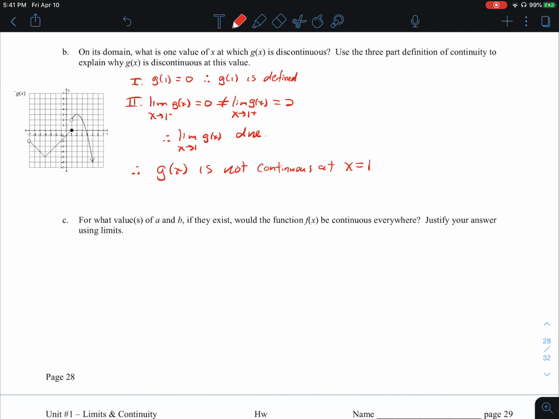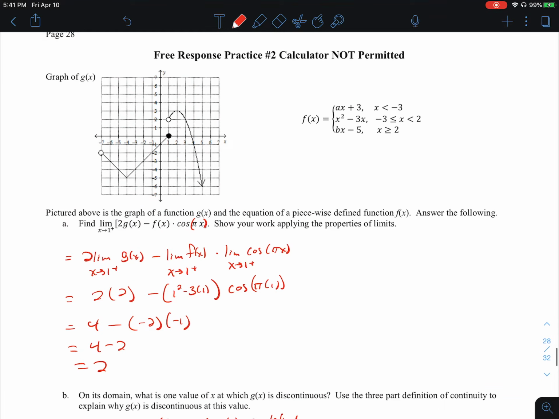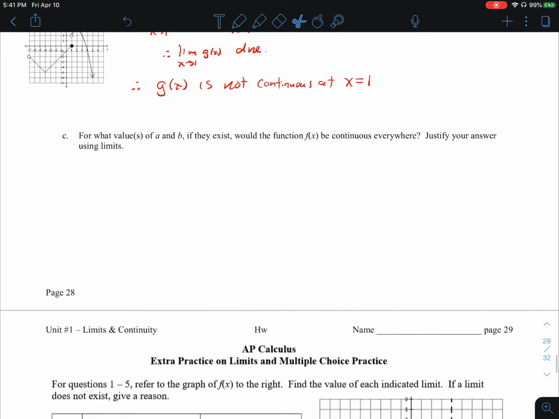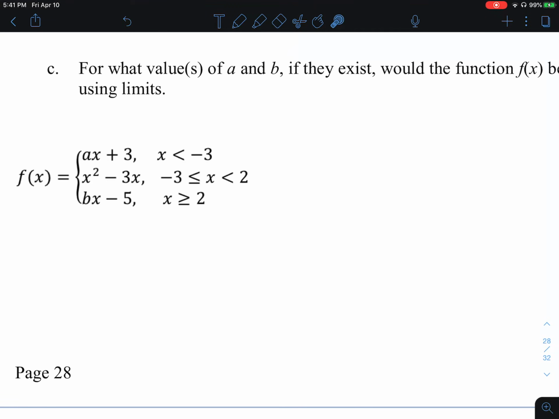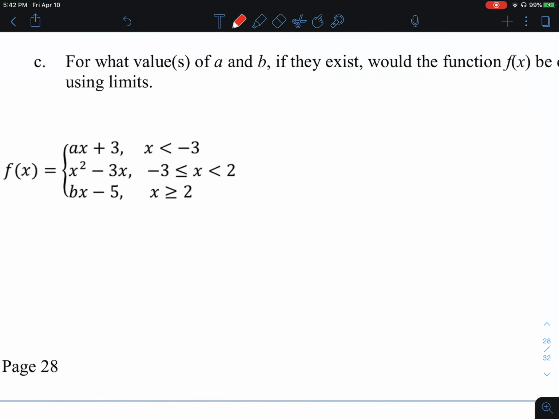Part C. For what values of a and b, if they exist, would the function f be continuous everywhere? Let me bring this function down once again so I can see it. All right, so first of all, is this part of the function continuous? Yes, it's linear. Is this part continuous? Yes, it's a quadratic. Is this part continuous? Yes, it's linear. The only places this could be discontinuous is if when this ends at -3, it doesn't line up to where this starts at -3. And when this part ends at 2, it doesn't line up to this part that starts at 2.